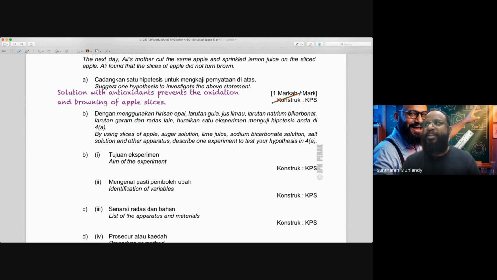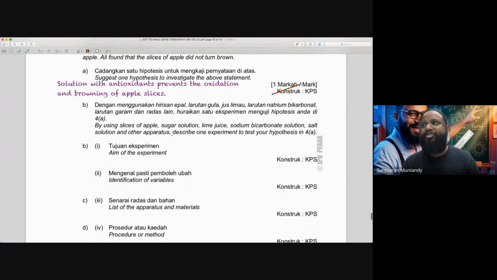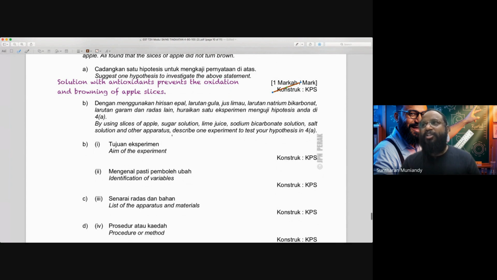By using slices of apple, sugar solution, lime juice, sodium bicarbonate solution, salt solution, and other apparatus, describe one experiment to test your hypothesis. Now, what would be your aim of the experiment? Always start to study or to investigate the effect, the relationship.